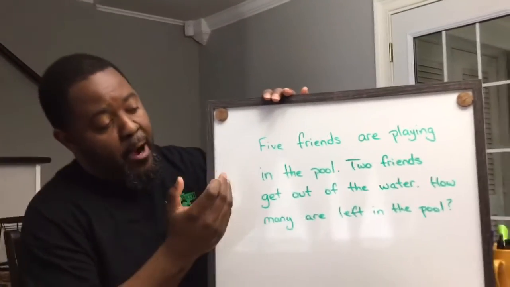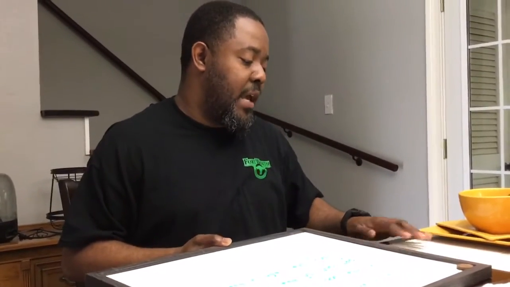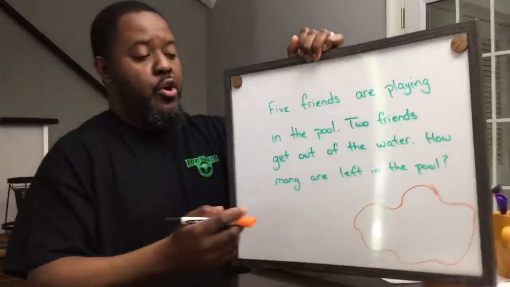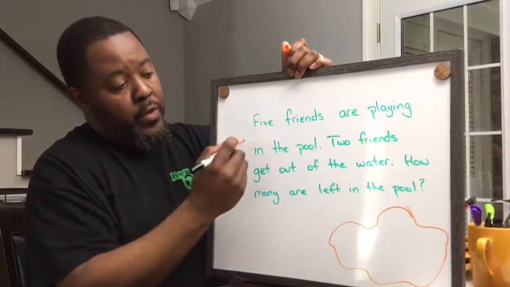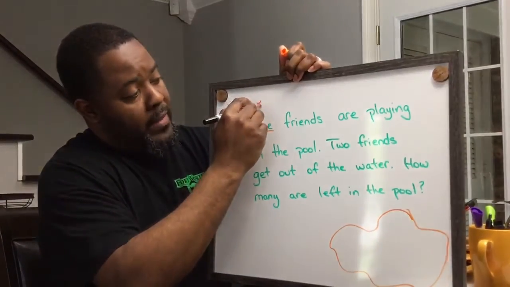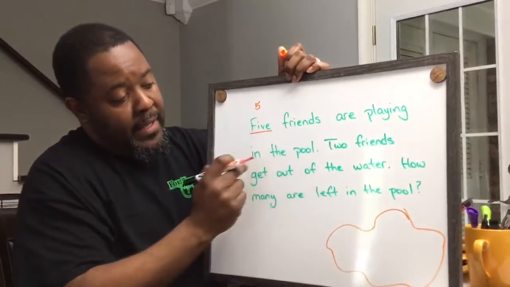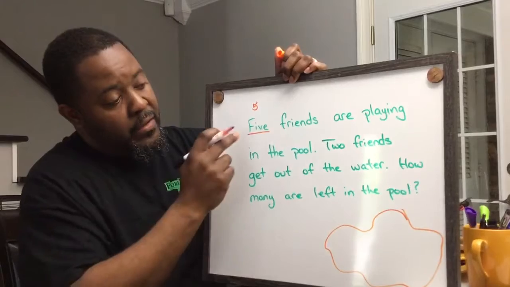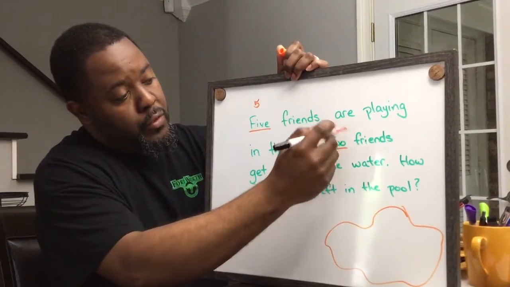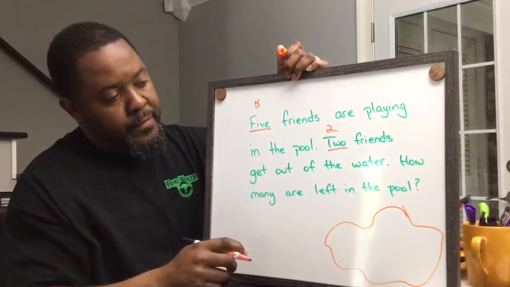So here it is. This is our problem. The first thing we have to understand is what's going on in the problem. The first thing that we know is that we have friends playing in a pool. That's number one. Now, we have to identify what it is that we know. We know we have 5, and I'm going to write that number on top. We have 5 that are playing in the pool. And then we also know that we have 2 friends that get out of the water.